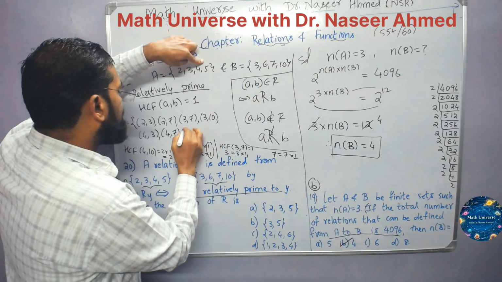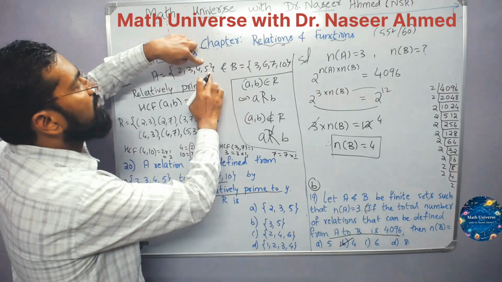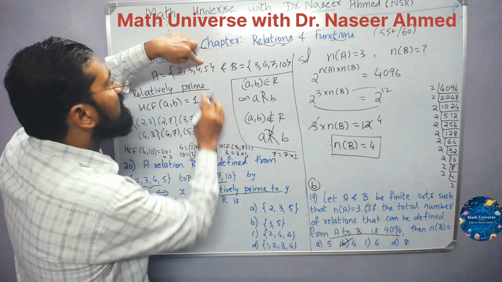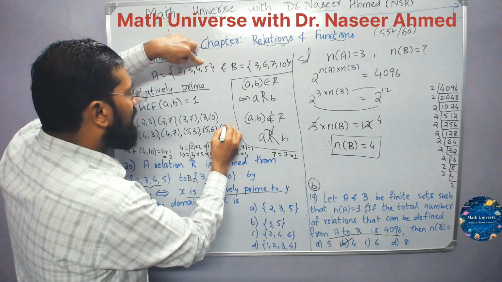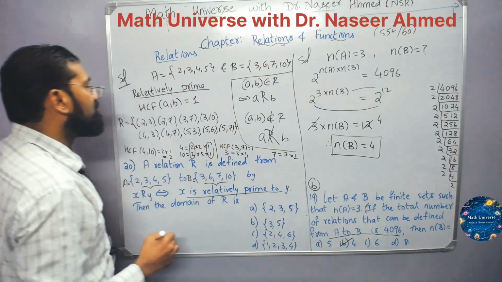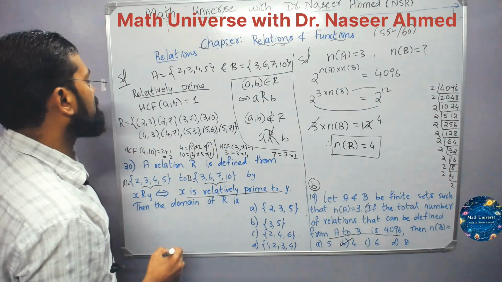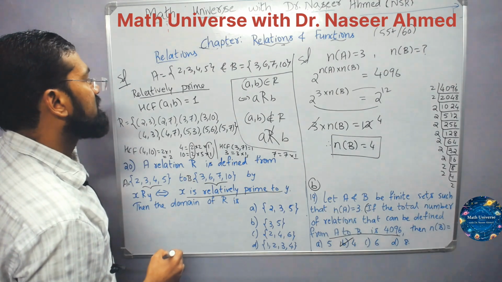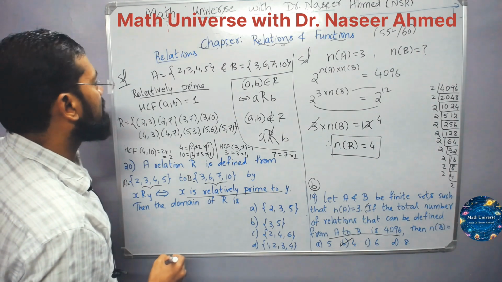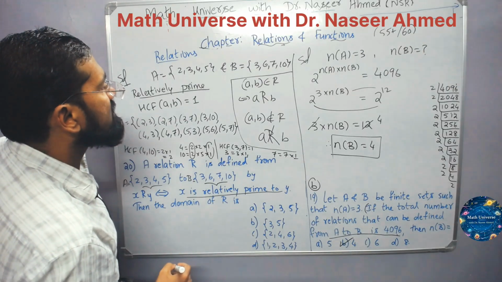5 and 3, even though we got the answer, I'm just listing them all. 5 and 6, the HCF will be 1. 5 and 7, the HCF will be again 1. 5 and 10, the HCF will be 5. Just see, I'm cross-checking once again: 2 3, 2 7, 3 7, 3 10, 4 3, 4 7, 5 3, 5 7, 5 6.